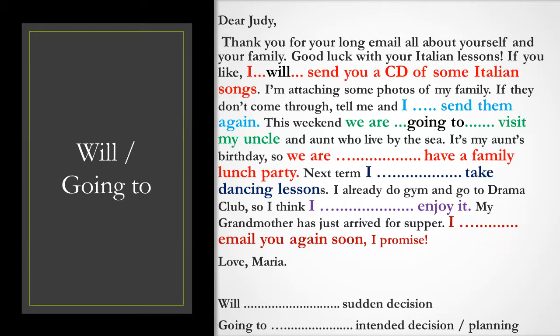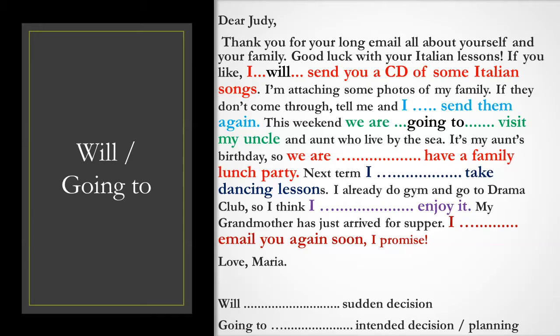I will read it once for you. This weekend we are going to visit my uncle. This blank is solved for you to understand the difference between the use of will and going to. We are going to visit my uncle this weekend. So this is a planned decision. They have planned already that this weekend they are going to visit her uncle. So we will add going to. And aunt who lives by the sea. It's my aunt's birthday. So we are going to have a family lunch party.